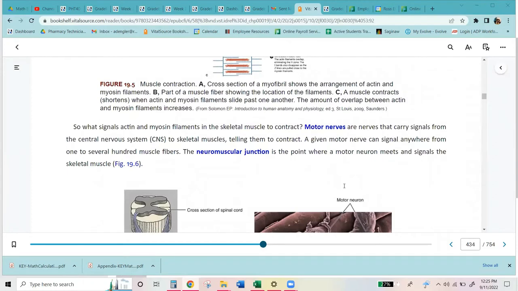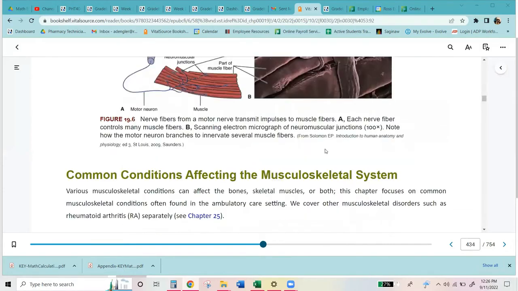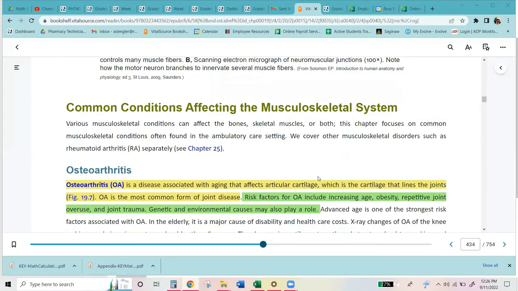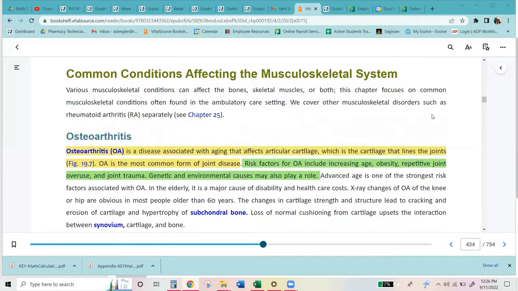So what signals actin and myosin filaments in the skeletal muscle to contract? Well, motor nerves. They are nerves that carry signals from the central nervous system to the skeletal muscles, telling them to contract. A given motor nerve can signal anywhere from 1 to several hundred muscle fibers. The neuromuscular junction is the point where a motor neuron meets and signals the skeletal muscle. Various musculoskeletal conditions can affect the muscles, skeletal bones, or both. And we will talk more on the other conditions later.